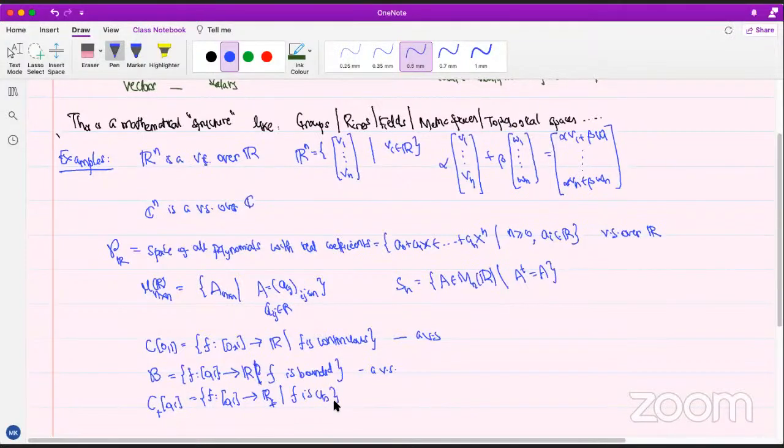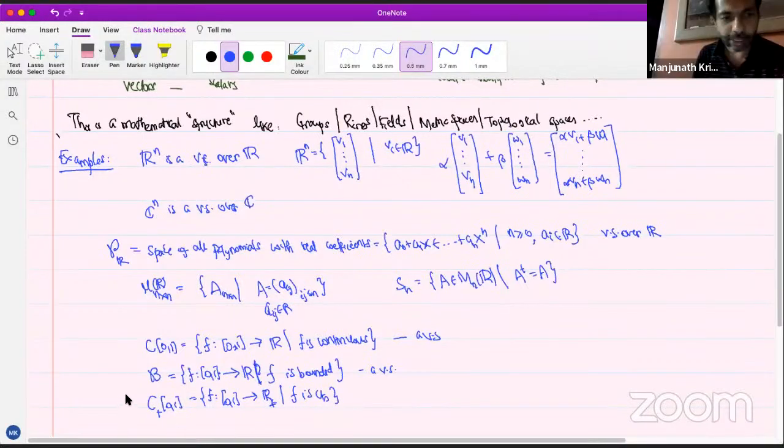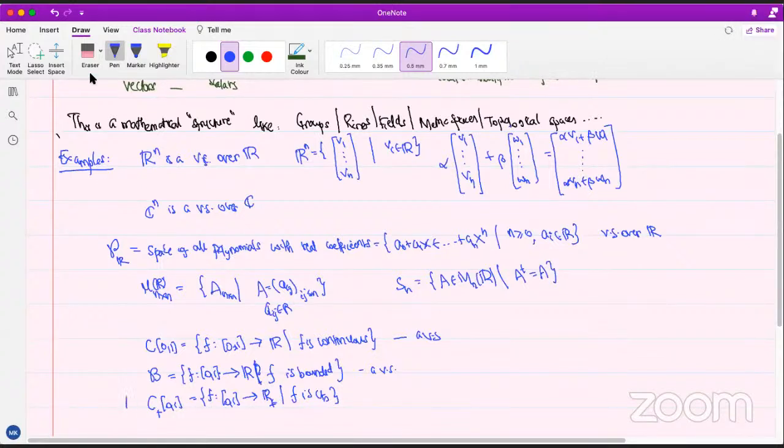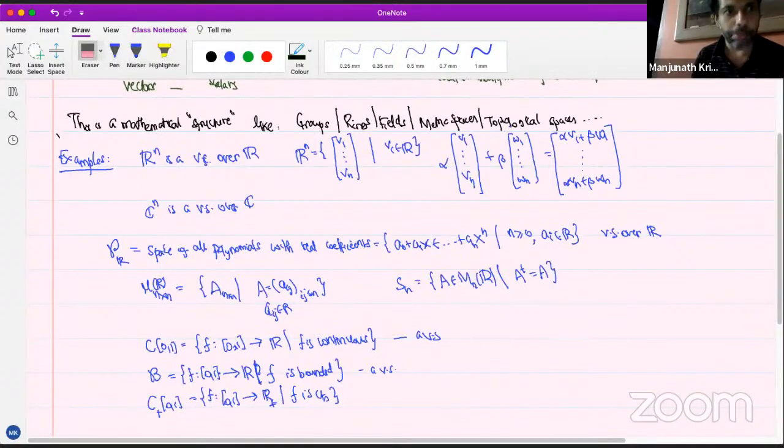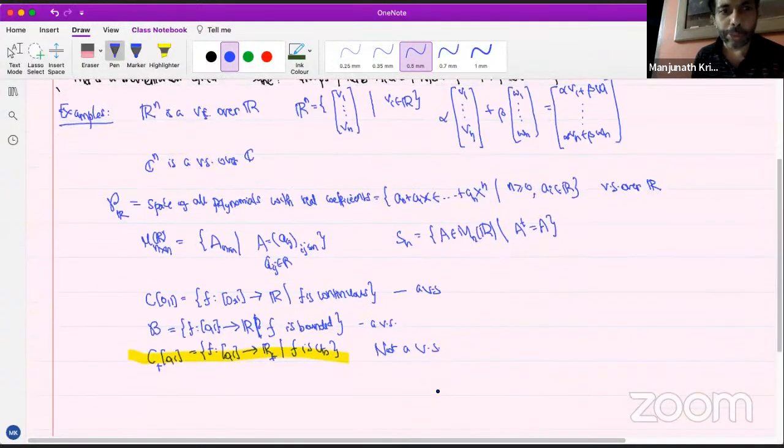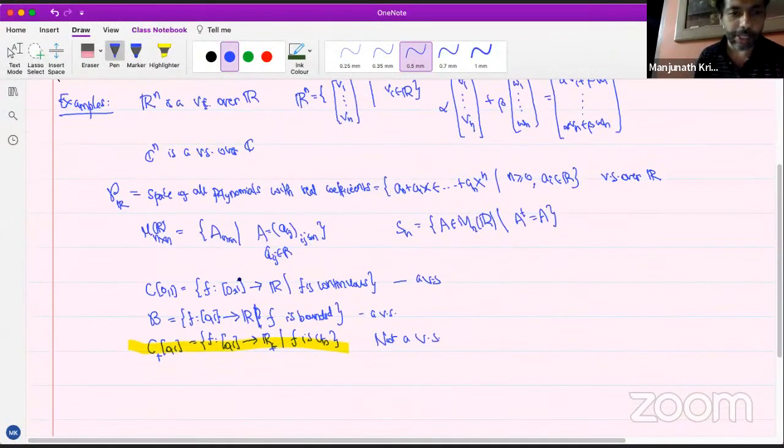No. This is not a vector space. Why not? Because it is not closed under scalar multiplication. So minus f will not be there if f is there, so this is not going to work. Okay, so that's not an example, not a vector space. So there are vector spaces, and there are things that are not vector spaces. I mean, lots of things you can write are not vector spaces.